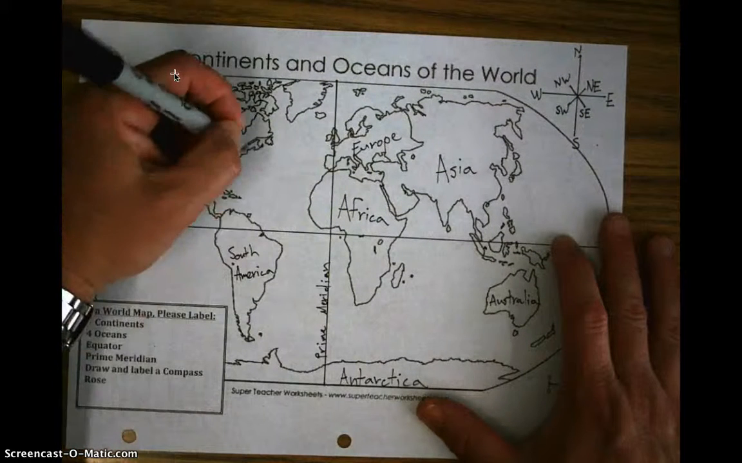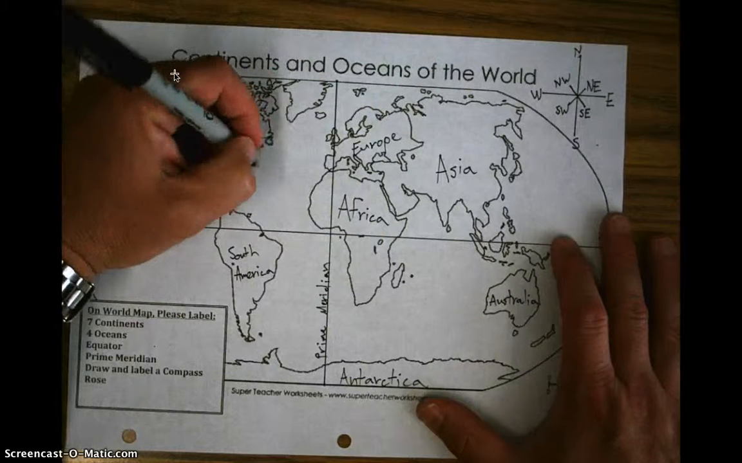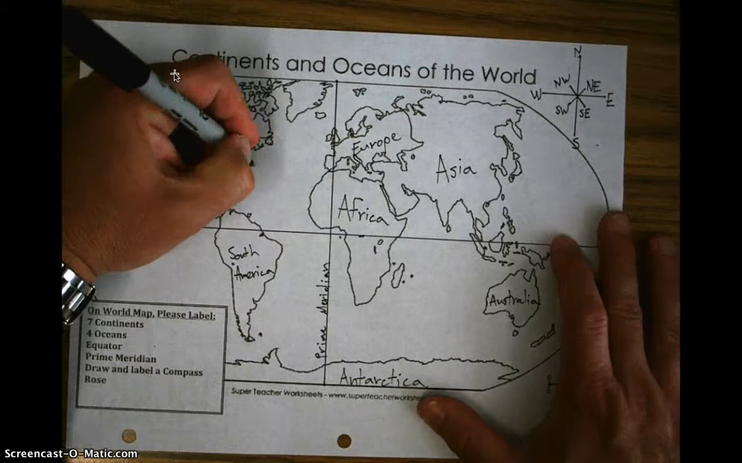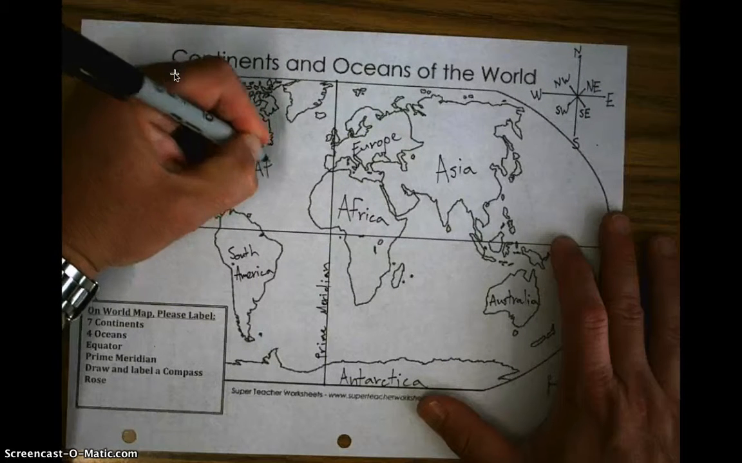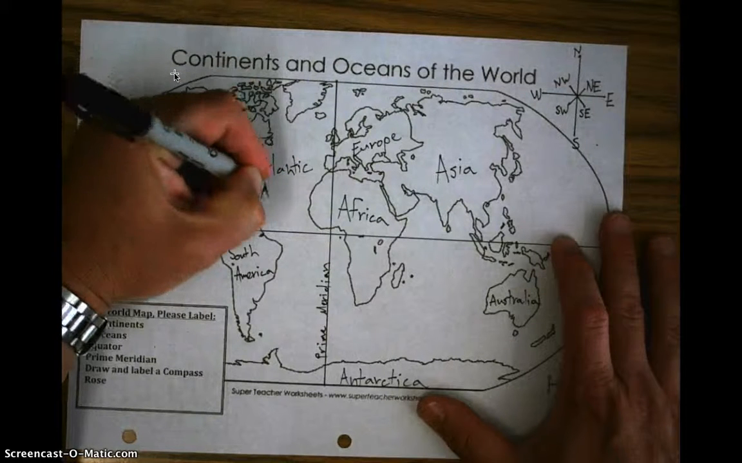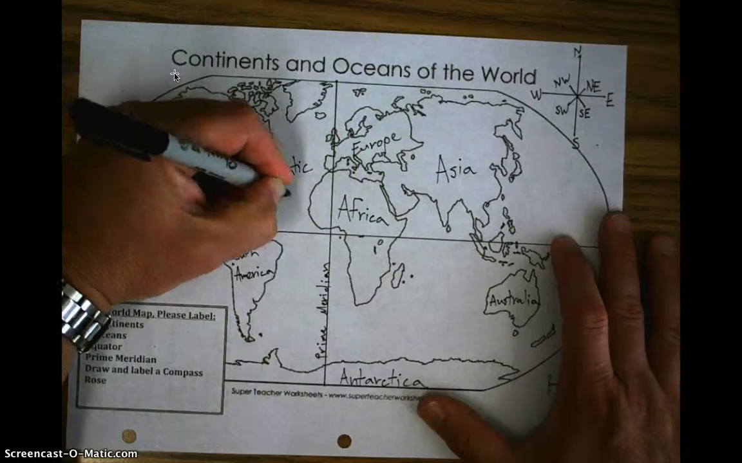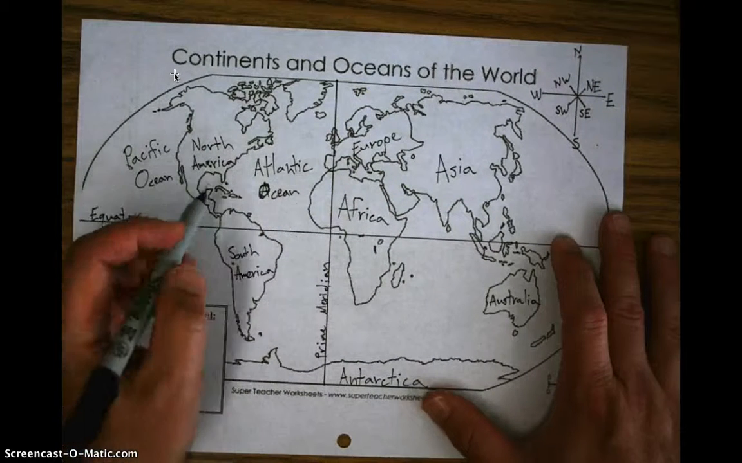Over on the other side, New York, the New England states, they border the ocean of the Atlantic Ocean. And the Atlantic Ocean is the one between North America and Africa and Europe.